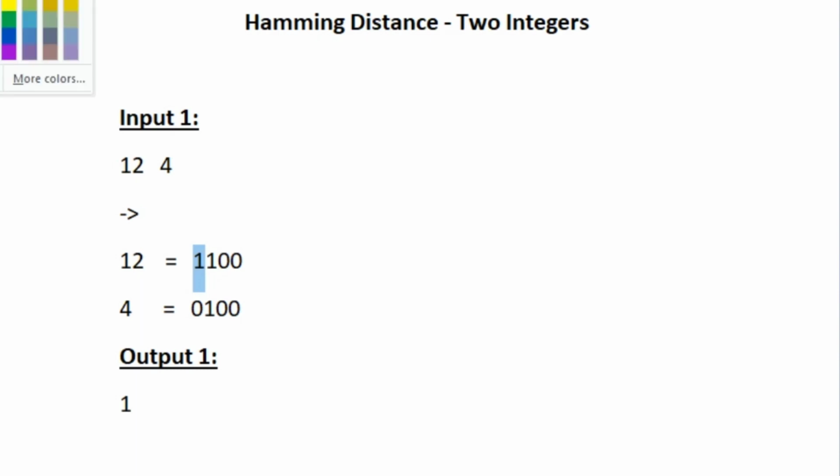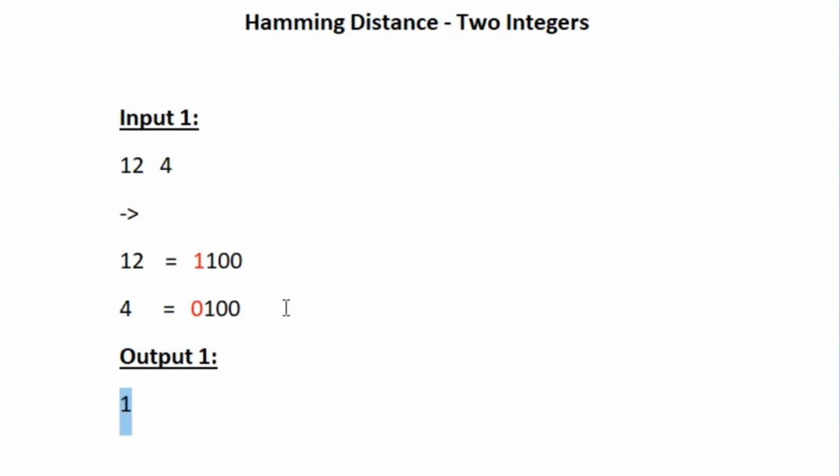I am highlighting the first position. Here we can clearly see that only at the first position the bits are not equal, and at all the remaining places the bits are equal in both the binary representations. So totally at one position there is a difference in bits, so we print 1 as our output. This is how we will be finding the Hamming distance.